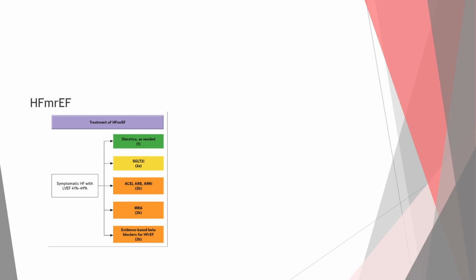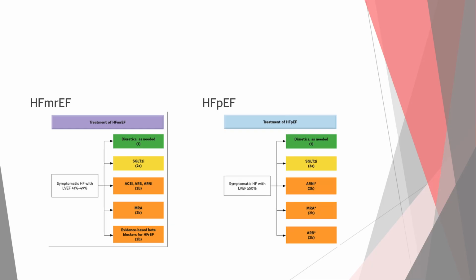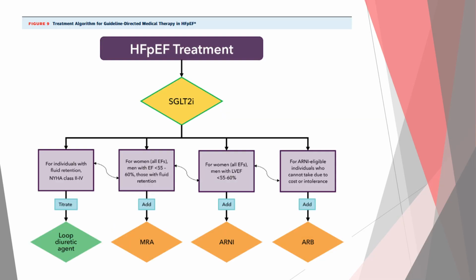This is focusing on the mildly reduced EF. So diuretics as needed, SGLT2 inhibitors, which have a 2A recommendation, and then the rest based on other etiologies or what's needed, whether the patient's hypertensive, has coronary artery disease, or other things. HFpEF follows a similar thought process. So for HFpEF treatment, SGLT2 inhibitors and risk reduction for other disease processes. You can consider loop diuretic initiation, MRAs, and ARNIs.